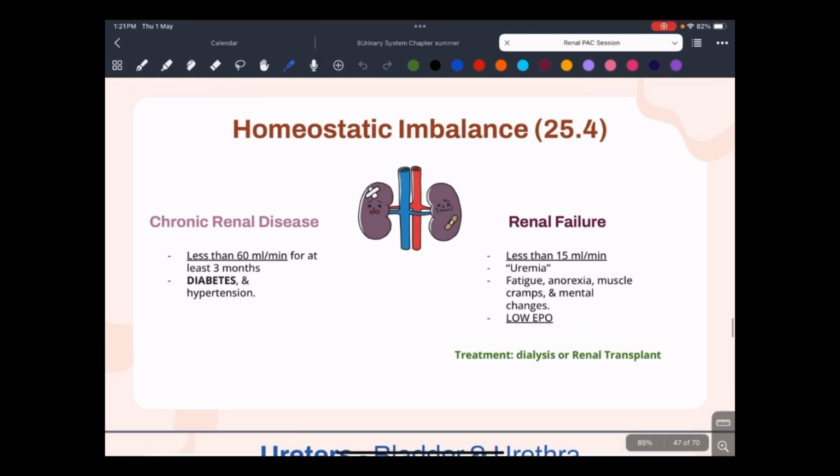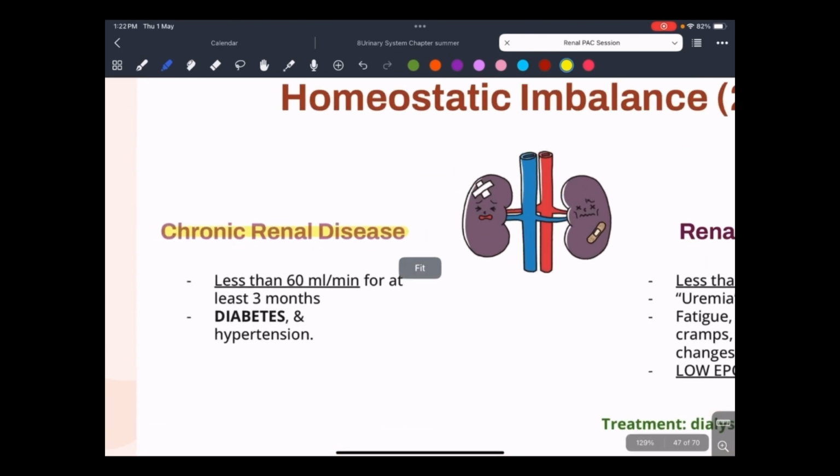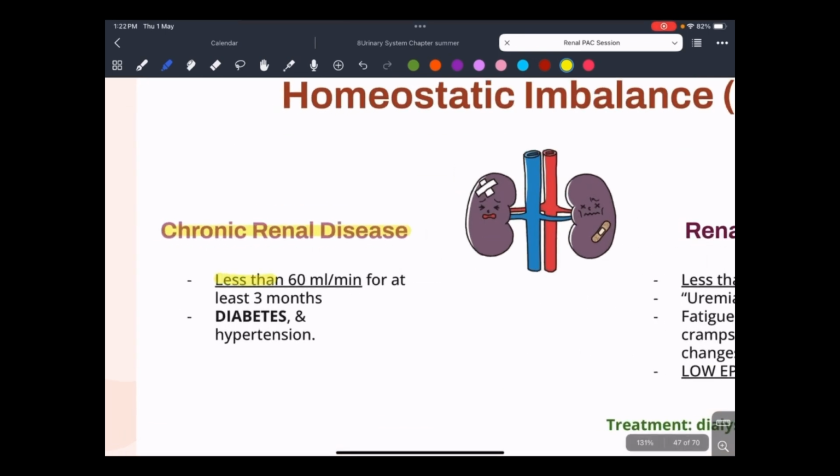And we can go through our first homeostatic imbalance. Chronic renal disease. Let's do another color. Let's do yellow. Chronic renal disease. And it's characterized by what? This is very important. Less than 60 milliliters a minute. That's going to be a big problem. You know why? Because that means the kidneys are taking less amounts of plasma to filter. So that means toxins can build up more. And the criteria to diagnose someone with chronic renal disease is they have a GFR of less than 60 milliliters per minute for at least 3 months.